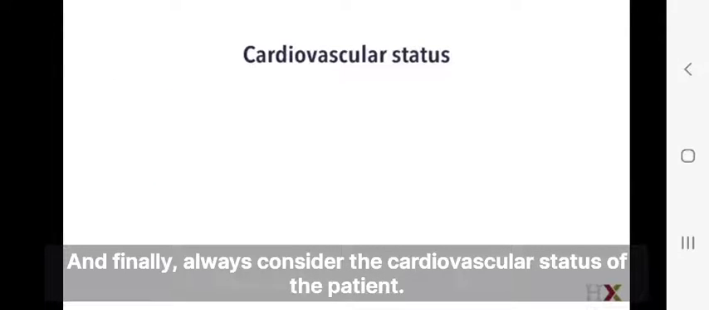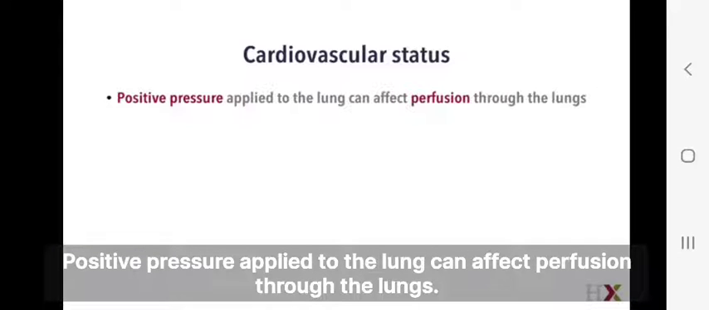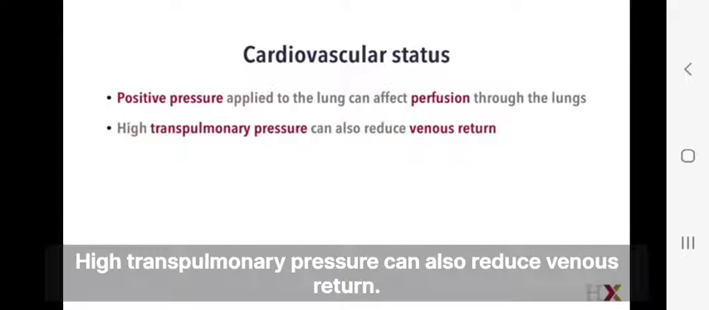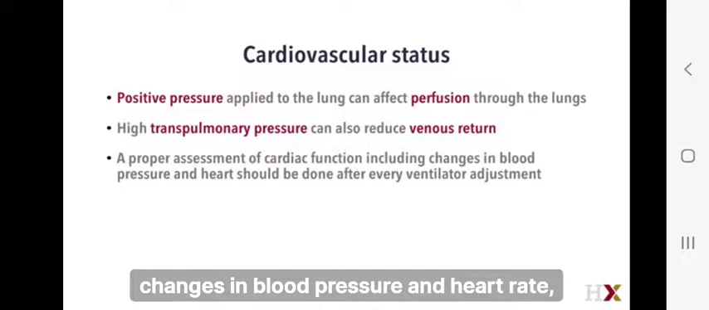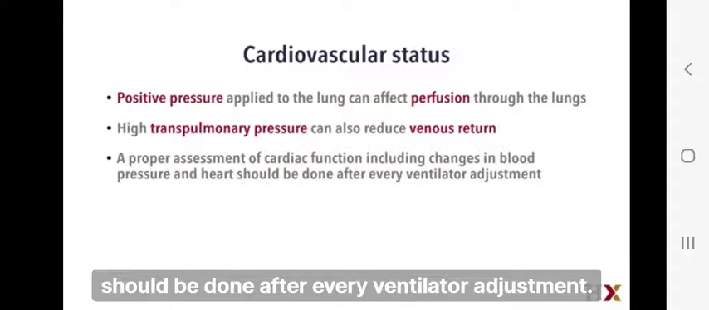And finally, always consider the cardiovascular status of the patient. Positive pressure applied to the lung can affect perfusion through the lungs. High transpulmonary pressure can also reduce venous return. A proper assessment of cardiac function, including changes in blood pressure and heart rate, should be done after every ventilator adjustment.